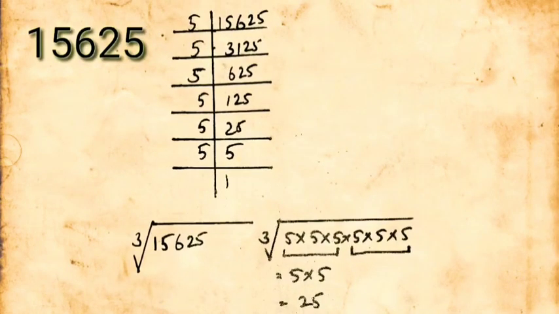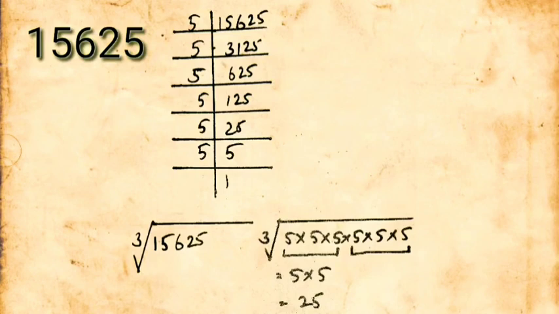The question is: find the cube root of 15,625. First of all we go for the prime factorization, in ascending order of the prime factors. The first prime factor is 2, but it will not divide because the number is not even. Next, we check the sum of the digits to see whether it is divisible by 3. The sum of the digits is not divisible by 3, so we go to the next prime number, that is 5.